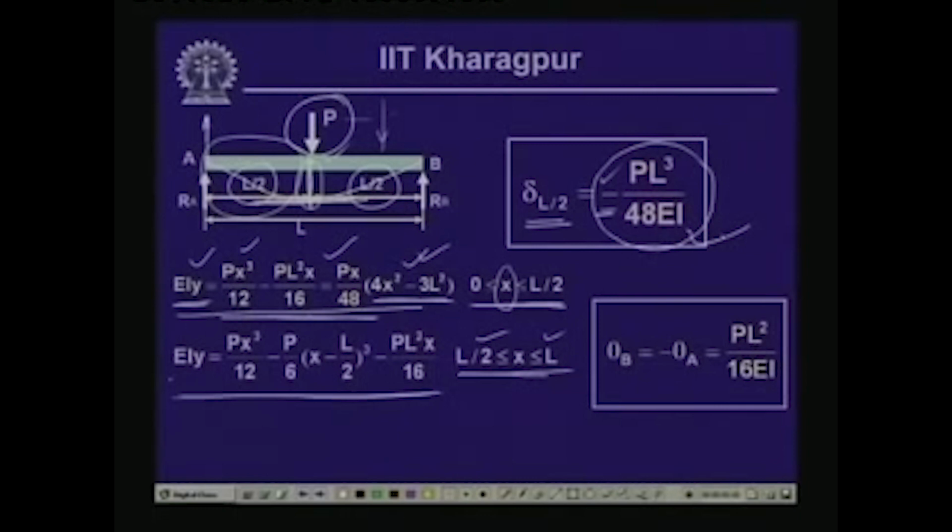So, this is the maximum value of the deflection, which occurs at the center. Consequently, if we substitute the value of A and B as L by 2 in the expressions for theta A and theta B, we get the values as PL square by 16 EI, minus for theta A and plus for theta B, as we have seen earlier that this is minus theta A and this is plus theta B. The magnitude of these will be PL square by 16 EI. So, for this particular case, delta maximum is PL cube by 48 EI, and theta A equals theta B, magnitude-wise PL square by 16 EI.